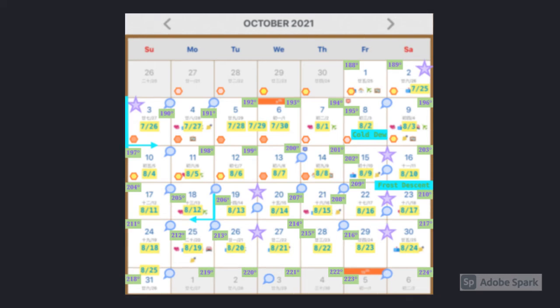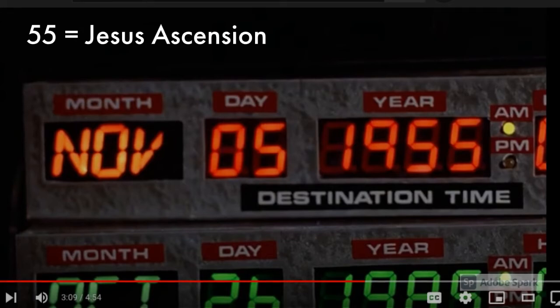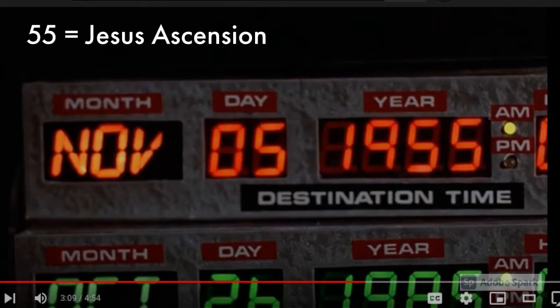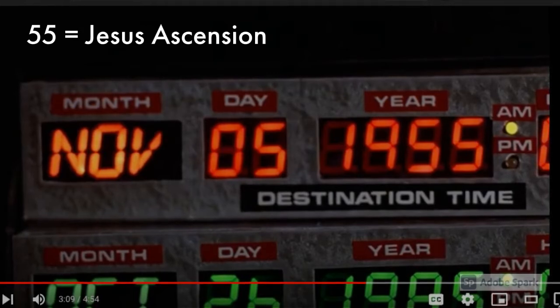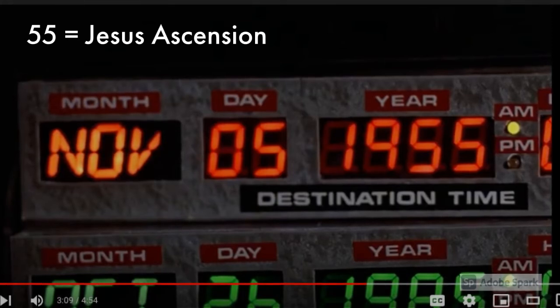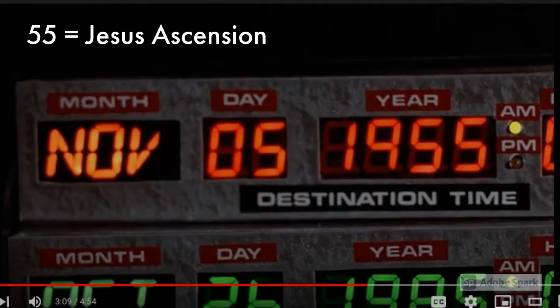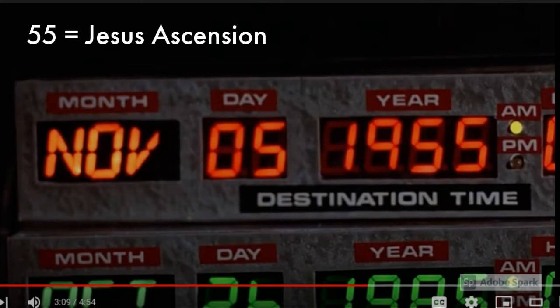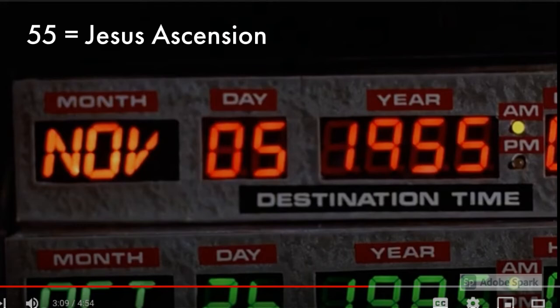They picked this year to gain the power from the numbers. Here on this screen, November 5th, 1955. And if you haven't noticed yet, Jesus' ascension, 44 days after he's arrested and crucified, should be on May 5th, so it's 5-5. So that's why they picked 5-5.